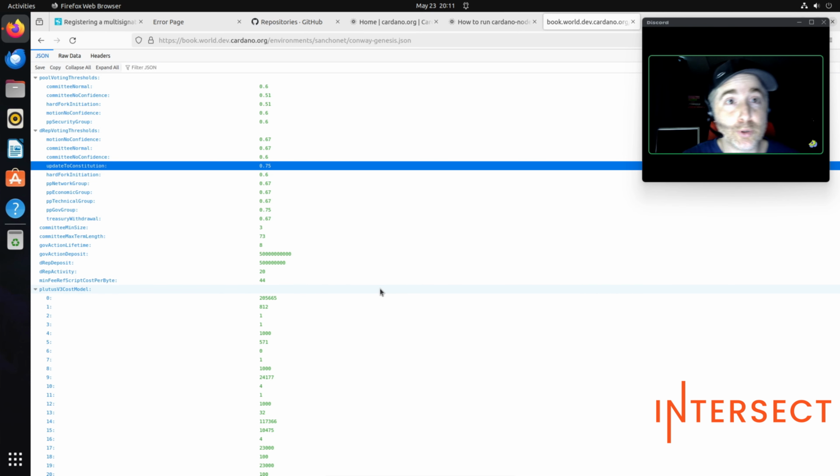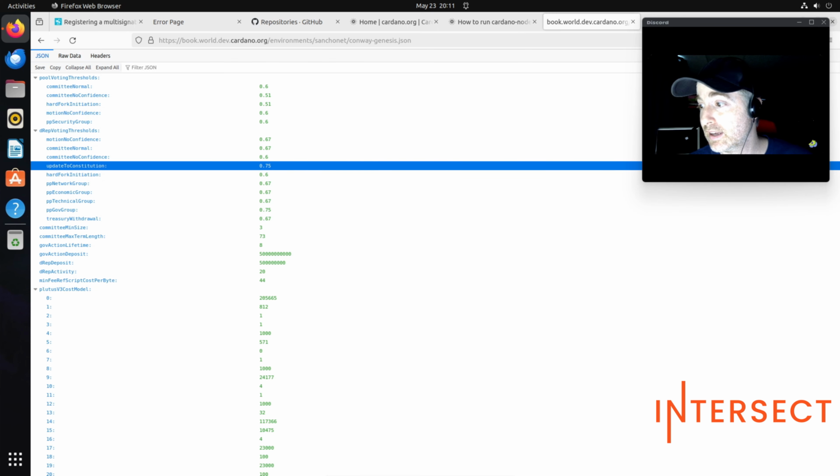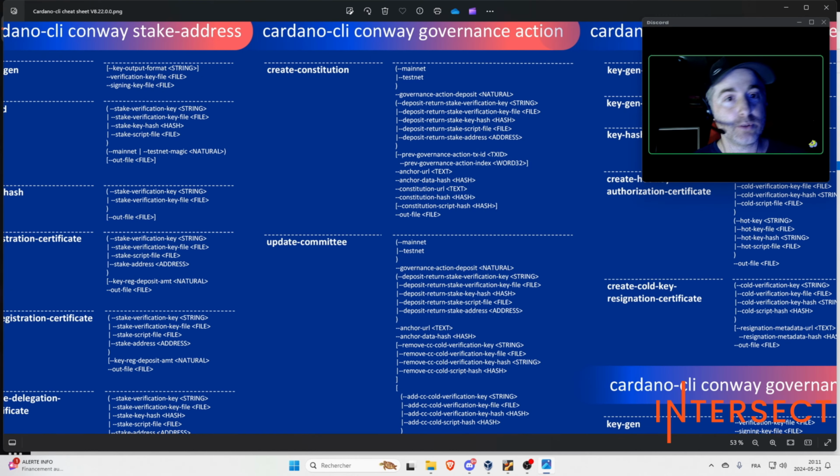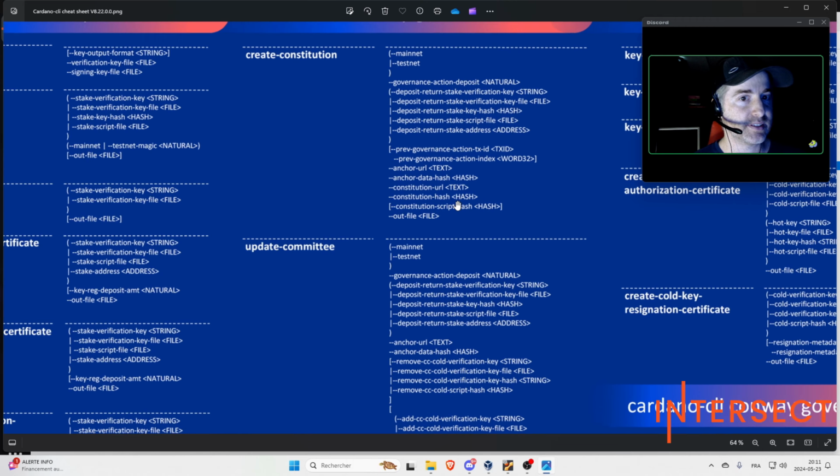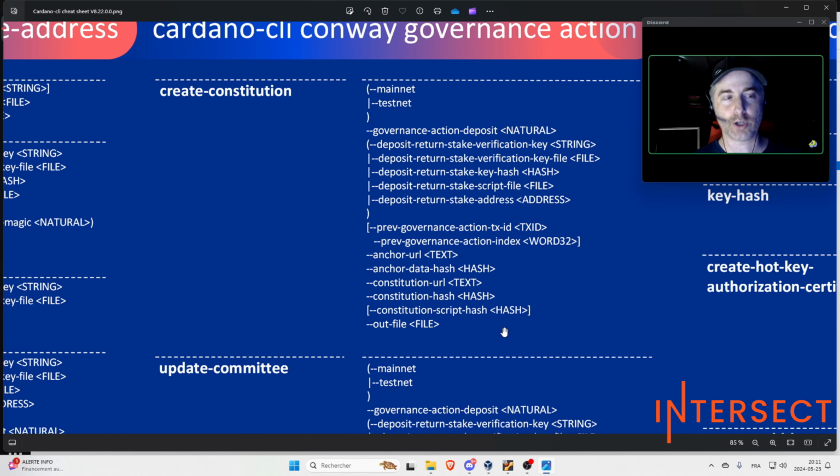And they're going to push it to the point that you as an ADA holder won't even be able to submit a governance action that's going to go above those guardrails written in the Constitution. Because right now it is not mandatory, but I assume that it's coming.